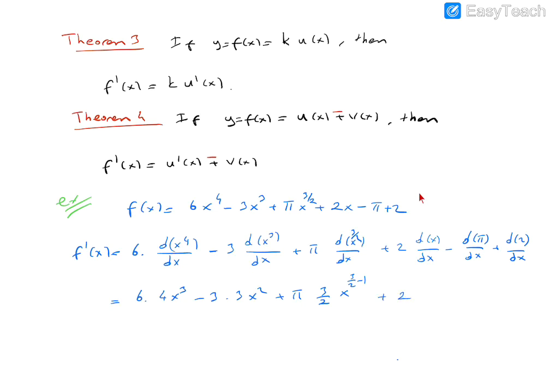Plus 2 times the derivative of x with respect to x, which is 1. Minus the derivative of pi with respect to x, pi is a constant, so 0. The derivative of 2 with respect to x is 0 again. So we get 24x cubed minus 9x squared plus 3 pi over 2 times x to the power 1 over 2. If you want, you can write it as the square root of x, plus 2. This is the derivative of this function. It is possible to use any combination of these rules in the questions.